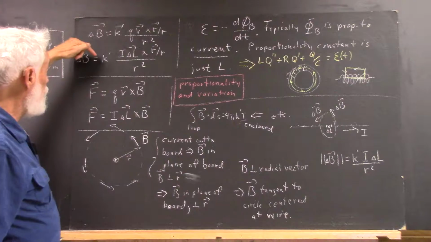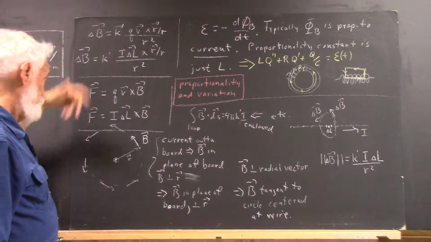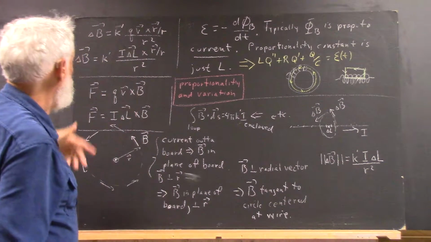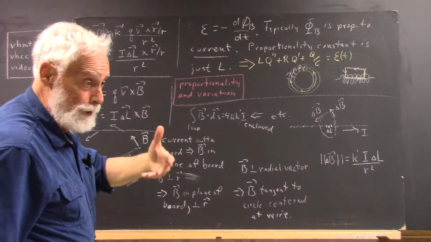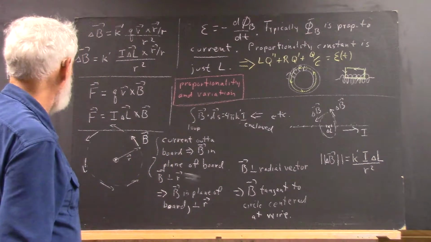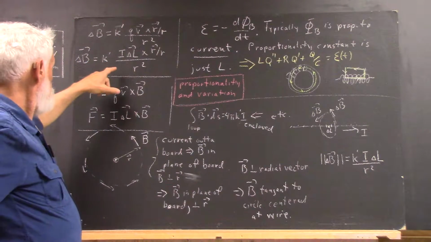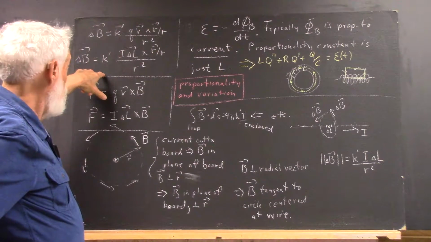Now we have the proportionality constant K prime in both of them. And you could write that as mu naught over 4 pi if you wish. I prefer to write it without all the pi's, and to remember that mu naught is 4 pi times K. You can remember that any way you want. You can put mu naught over 4 pi there if you like.